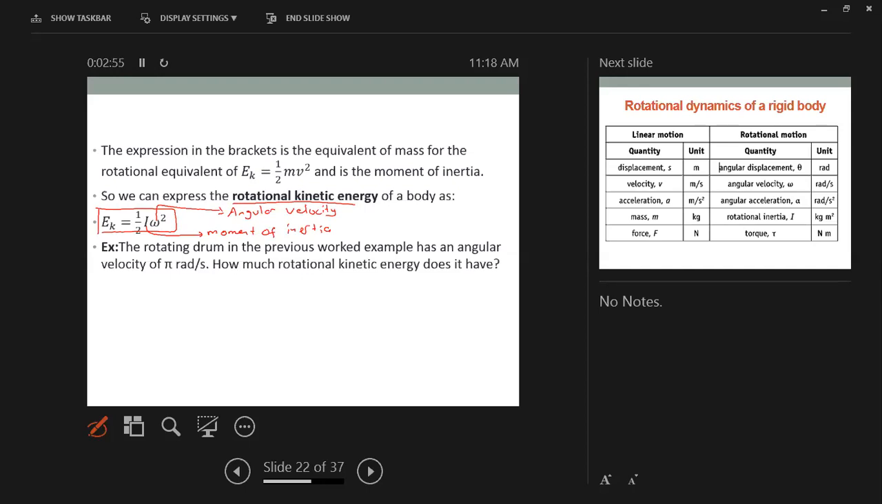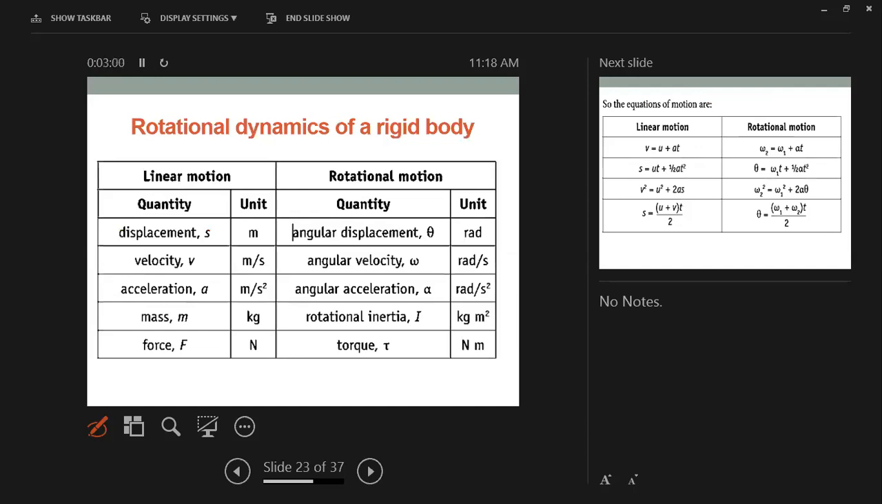Okay, let's move on. Let's check the physical quantities here. Physical quantity for linear motion versus rotational motion. For linear motion, we had displacement. As you know, the SI unit of displacement was meter. And here, for the rotational motion, instead of displacement, we have angular displacement. We use theta as a symbol, and the SI unit of angular displacement will be radian.